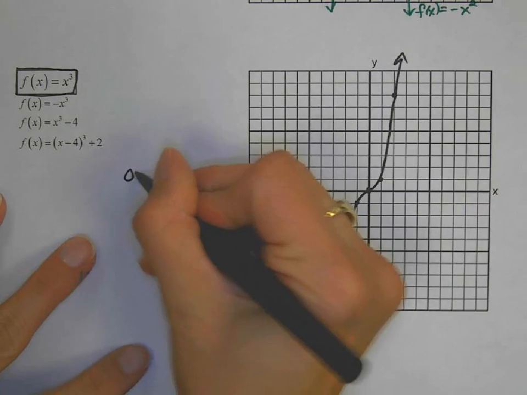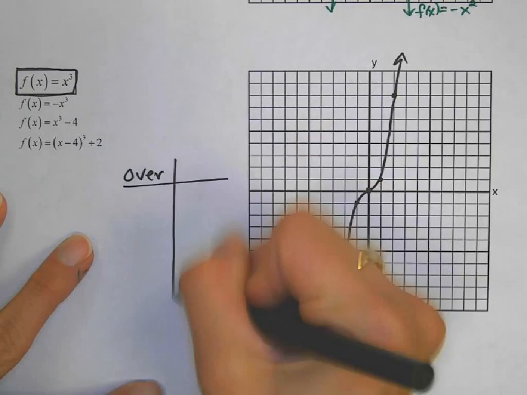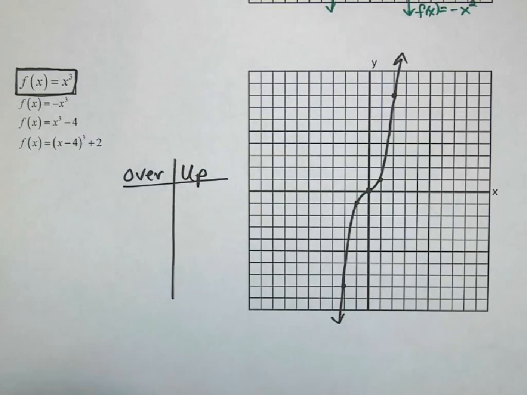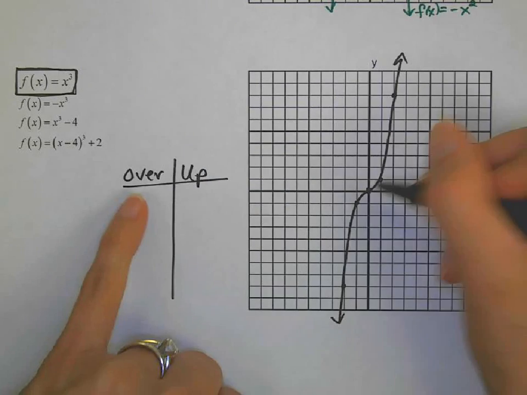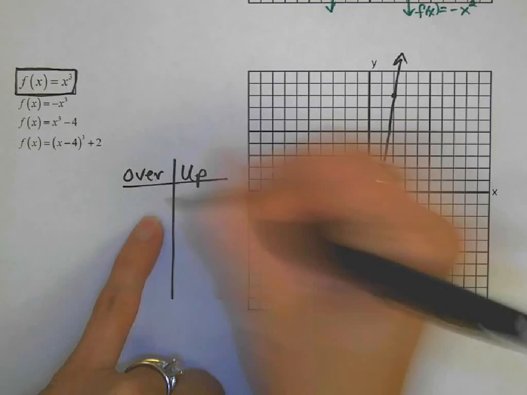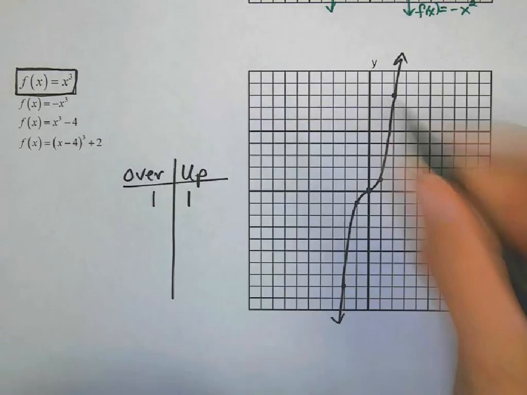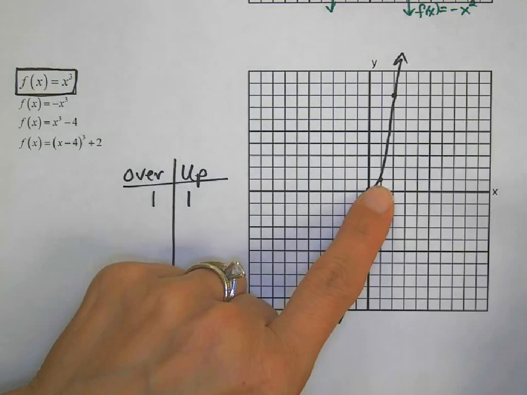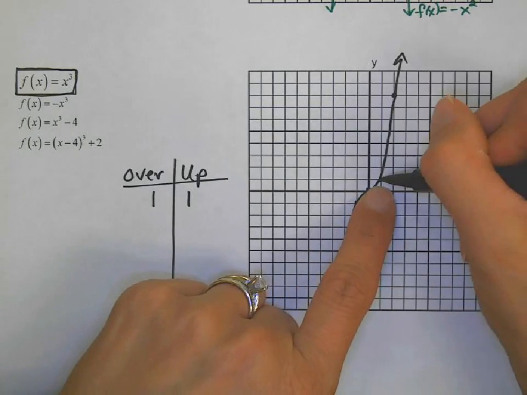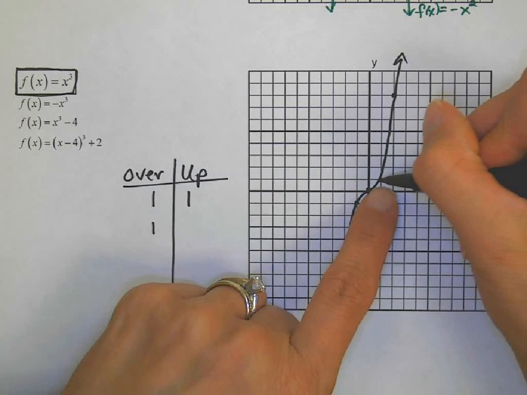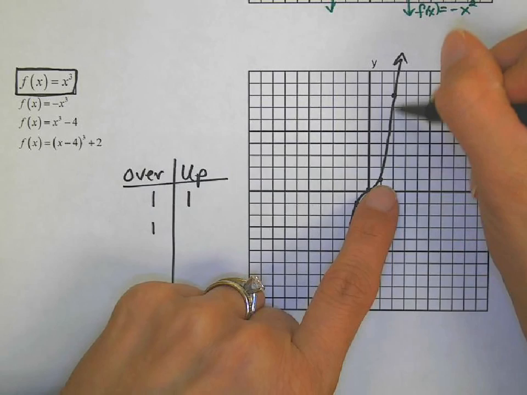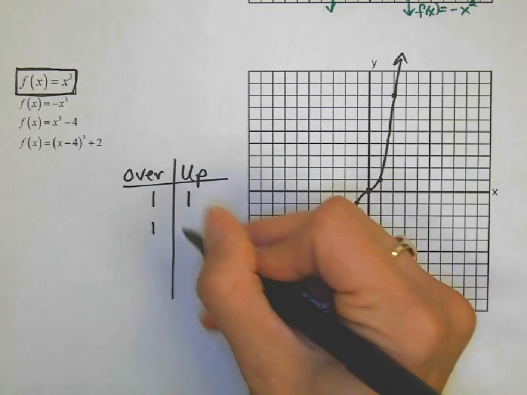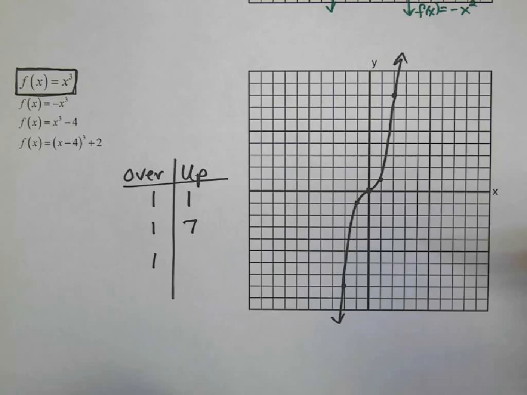Okay, let's go ahead and write our growth chart here, over and up. So what you need to do tonight is spend some time studying these growth charts. The basic cubic starts at the origin, goes over 1 and up 1 to get from the first point to the second point. Now, how do we get to that next point? Well, we go over 1 clearly, and I'm at 1, and I got to get all the way up to 8. So how many up would that be? Yeah, 7.